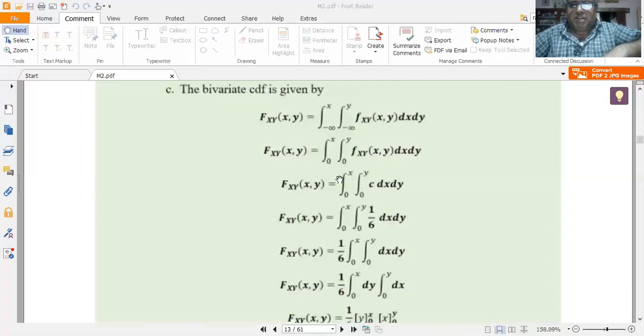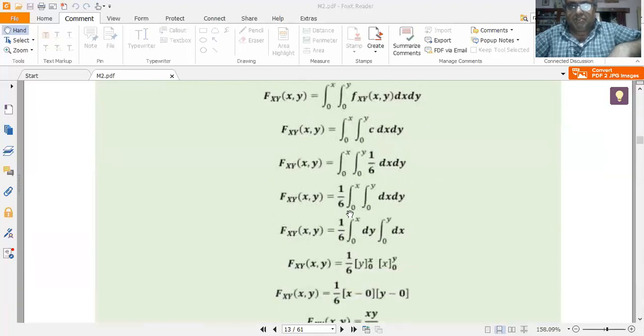So this becomes a double integral with integral 0 to x integral 0 to y fxy of x comma y dx dy. Now substitute the value of fxy of x comma y, that is given by integral 0 to x integral 0 to y c dx dy. C I have calculated to be 1 by 6. So this is equal to integral 0 to x integral 0 to y 1 by 6 dx dy. 1 by 6 is a constant, so pull it outside the integral sign. I get 1 by 6 into integral 0 to x integral 0 to y dx dy.